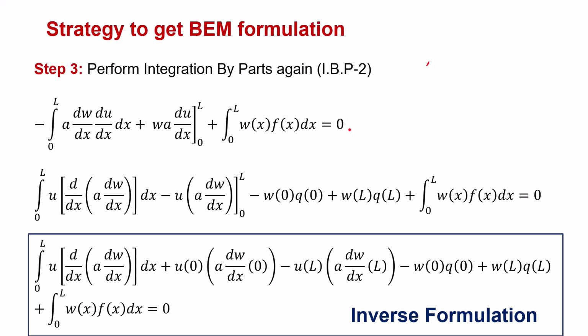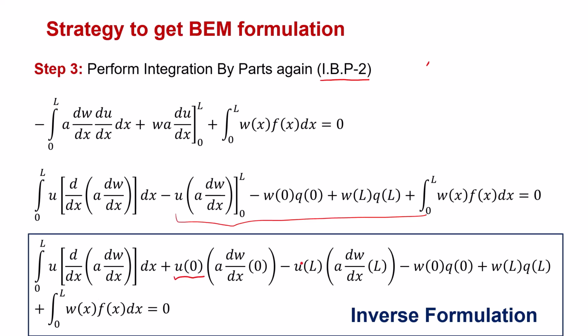To move closer to the boundary element formulation, we perform integration by parts one more time to derive the inverse formulation. So for the second integration by parts or IBP2, we start from the weak form, and when we integrate by parts, we shift all of the derivatives and transform the remaining domain integral into boundary-only terms, as you can see here. Now the equation depends solely on the values of u and q at the boundaries, specifically at x equal to 0 and x equal to L. We have all of the boundaries, EBCs and NBCs, now in the inverse formulation.